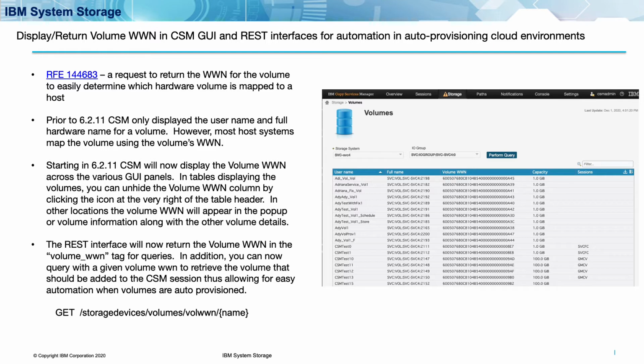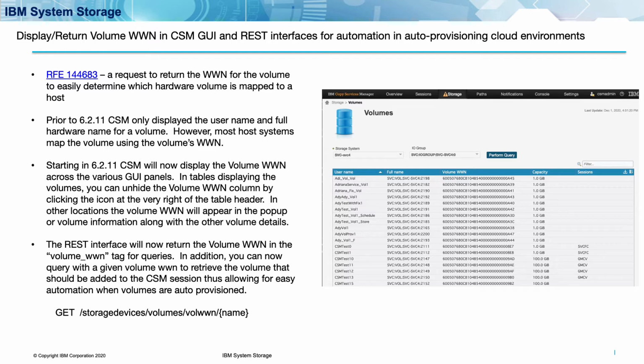Right, the first feature I'm going to talk about is the display and return of the volume WWN in our CSM GUI and REST interfaces. So right now in the field, CSM will display the volume username, so that's a user-defined name or alias of the volume, as well as a full name, so that's a unique name identifier that CSM creates for each of the volumes. However, neither of those are what most distributed systems or host systems see when you actually map the volume to that drive or that system.